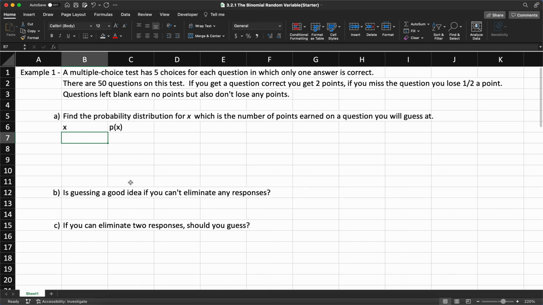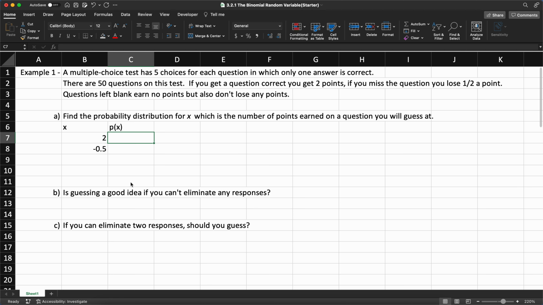Again, x is the values, the number of points earned on a question. So those are the possible values there. And so we can earn 2 points, or we can lose a half a point. Those are my 2 possibilities. I can earn 2 points, or I can lose half a point. Because if I don't answer the question, I'm not gaining points and not losing points. It doesn't really factor into the probability distribution here.